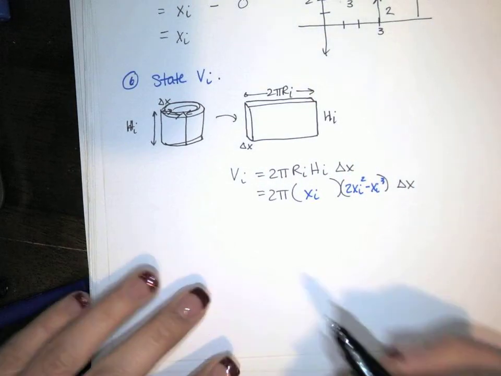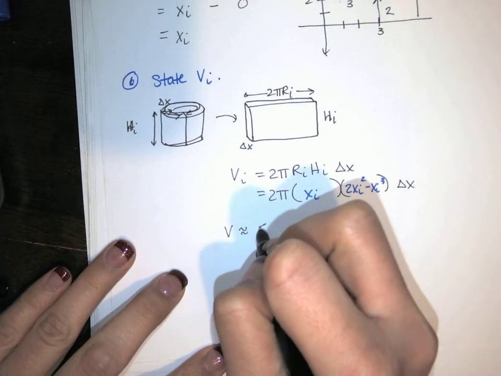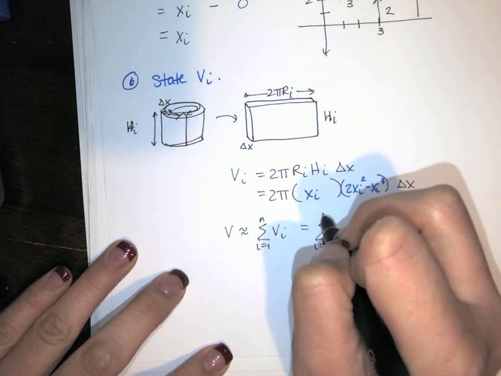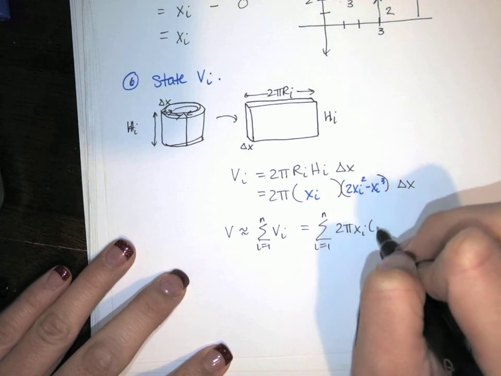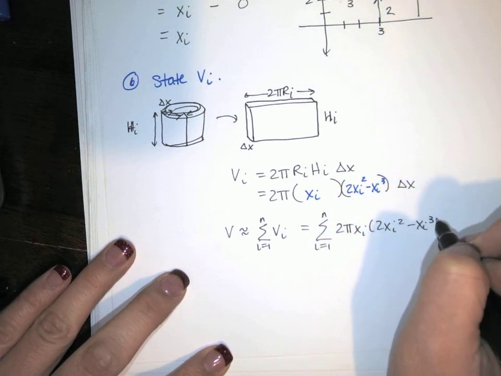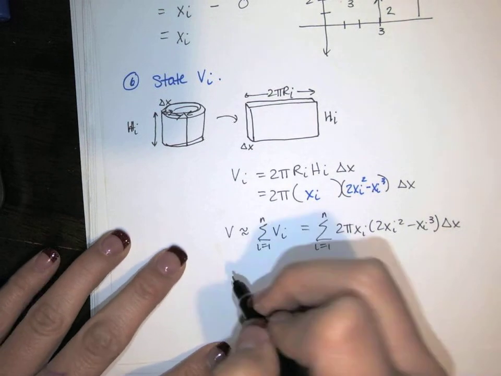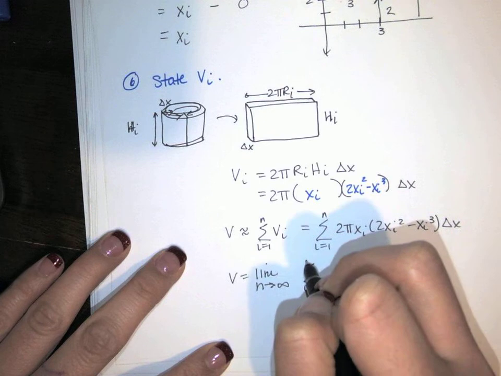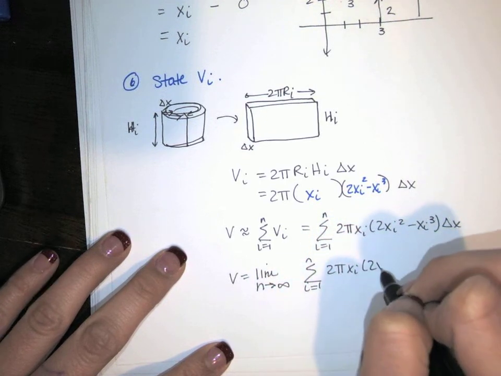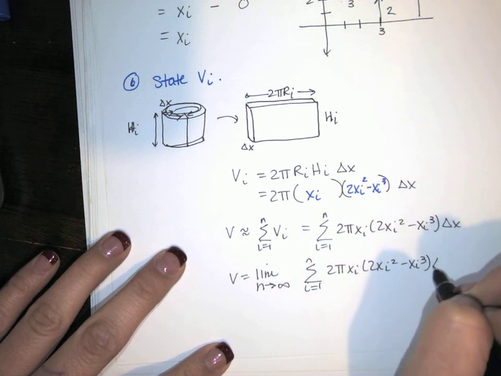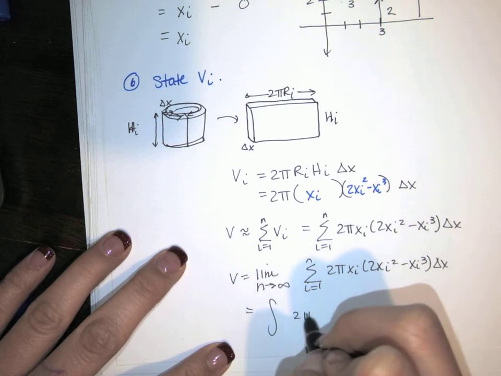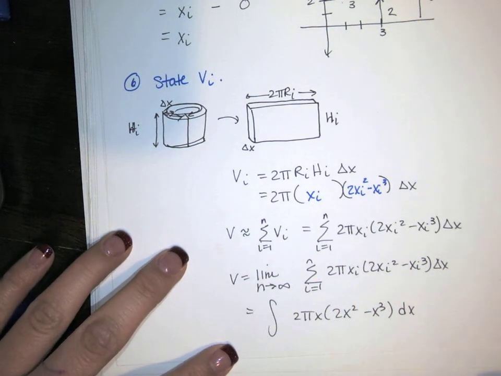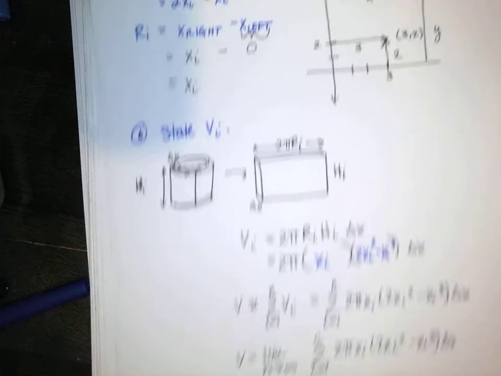Okay, so that's our volume of one piece, total volume. It's approximately the sum as i goes from 1 to n of those volumes. We've got n little shells. I want the volume of each shell. Add them up. Total volume is the limit as the number of shells goes to infinity of this guy. And that guy is an integral. That is the integral of 2 pi times x times 2x squared minus x cubed. Integrate with respect to x. And we integrate from one x value to another.